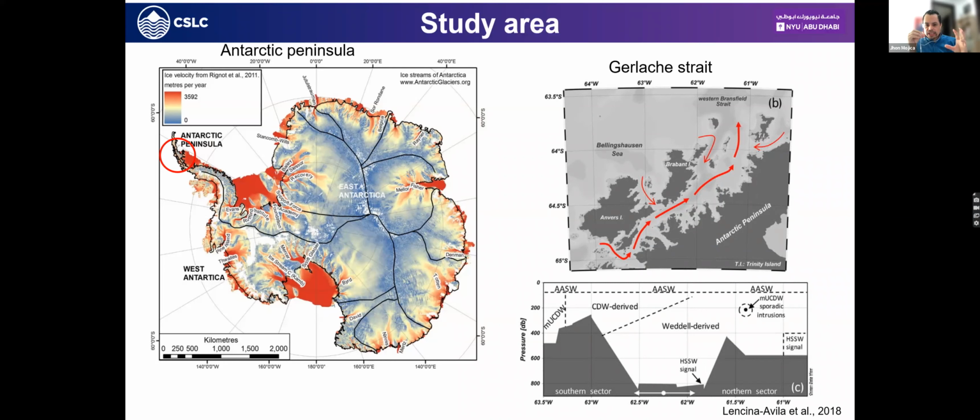In general, the circulation here is from south to north, with some inputs of different water masses, such as the Upper Circumpolar Water from the south, the transitional water that comes in from between Anvers and Brabant, and also some Weddell Sea waters that come from the north.